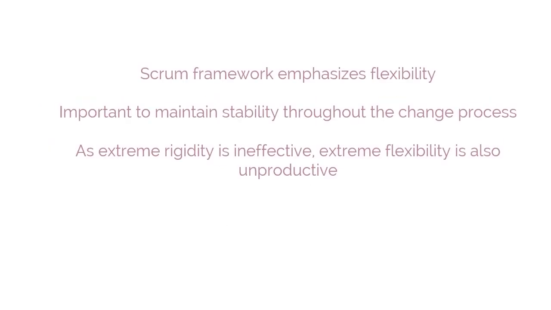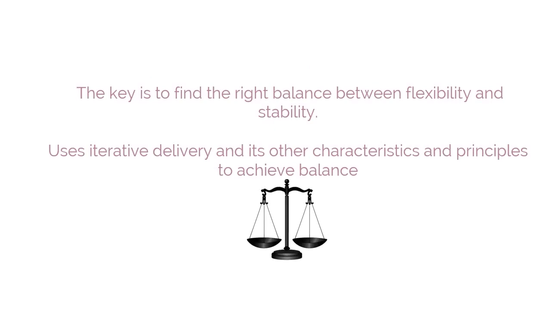The Scrum Framework emphasizes flexibility. However, it is important to understand that although the Scrum Framework emphasizes flexibility, it is also important to maintain stability throughout the change process. In the same way that extreme rigidity is ineffective, extreme flexibility is also unproductive. The key is to find the right balance between flexibility and stability, because stability is needed in order to get work done. Therefore, Scrum uses iterative delivery and its other characteristics and principles to achieve this balance.